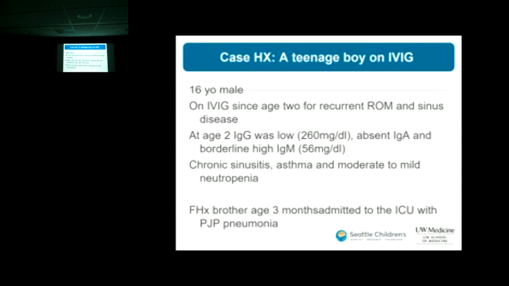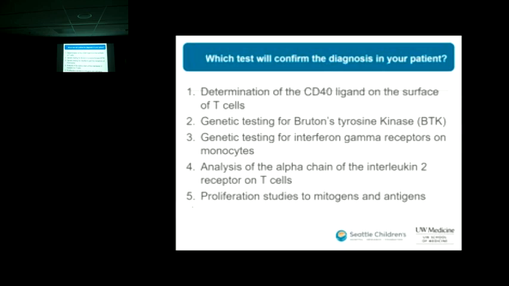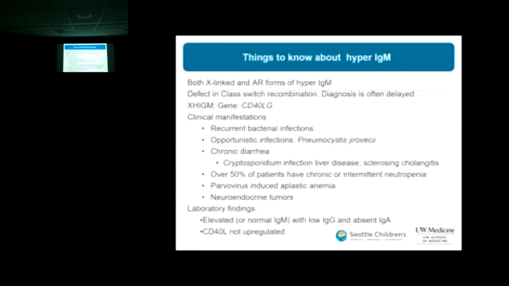And then what happened is that the brother, at 3 months, gets admitted with PJP pneumonia. So, which test will confirm the diagnosis of your patient? What do you think, given that the brother has PJP pneumonia? In the interest of time, I'll tell you that the answer is 1. This is a kid with X-linked hyper-IgM syndrome.